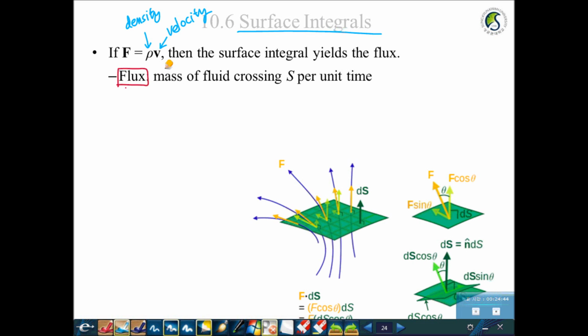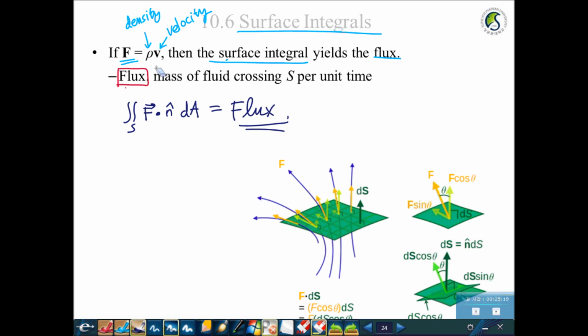And we have flux. If the field is density times velocity, then we call the surface integral flux. So the meaning is the mass of fluid crossing the surface per unit time. So the surface integral of F dot dA is flux, if F is this. That's what it means.